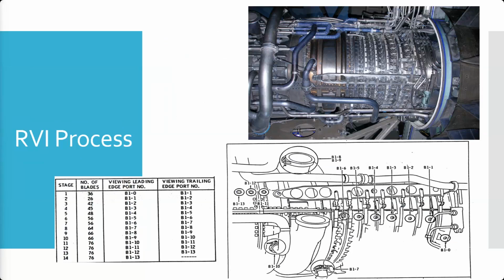So this engine has certain areas you access. Here you would remove the bleed duct, right, to get to what they say B1-8 and B1-9. We look at that, B1-8 is really hard at this angle, but the 8th stage leading edge, or we can look at the 7th stage trailing edge. We can look at the 9th stage trailing edge, the 9th stage leading edge, right? You see how that works to get to different stages?